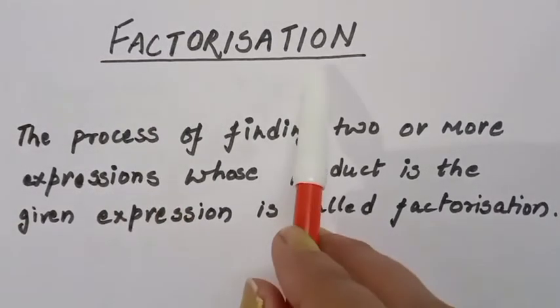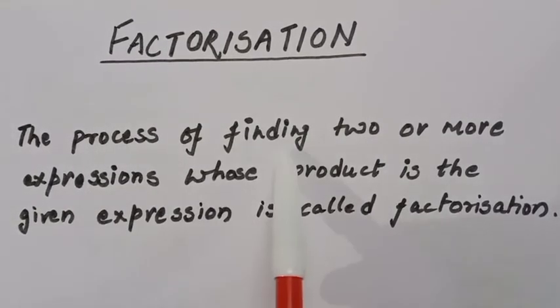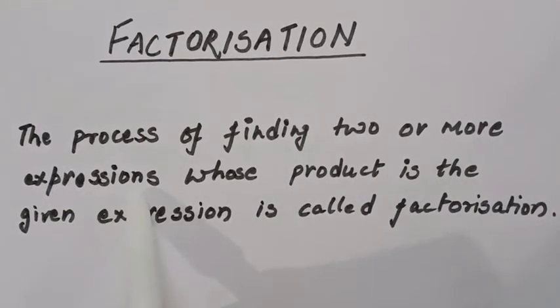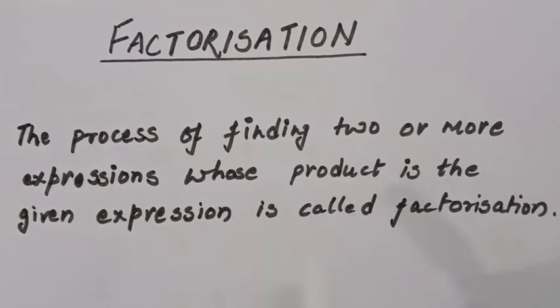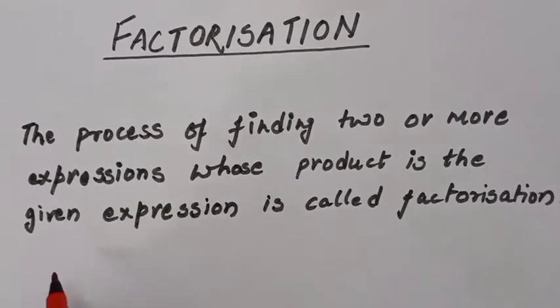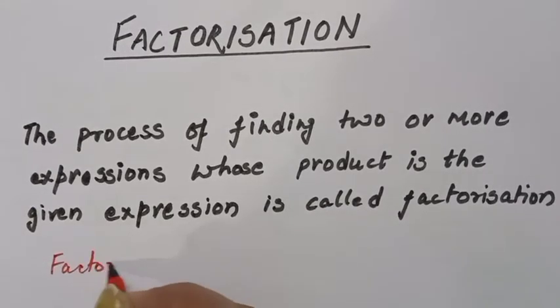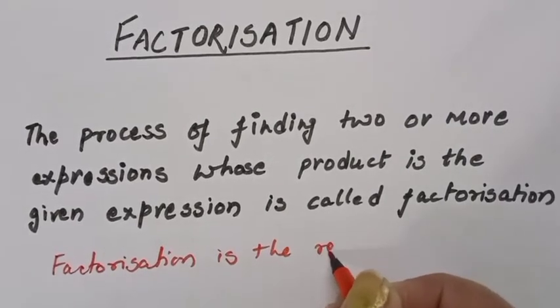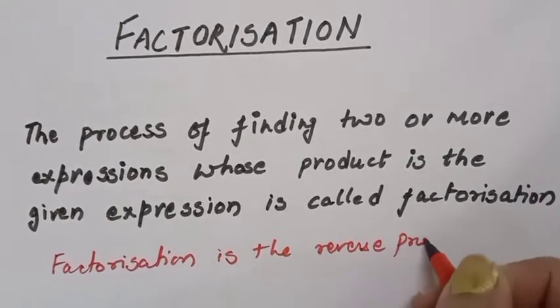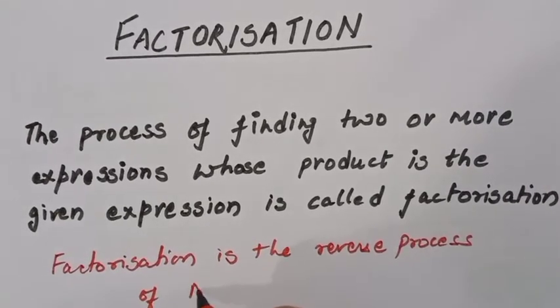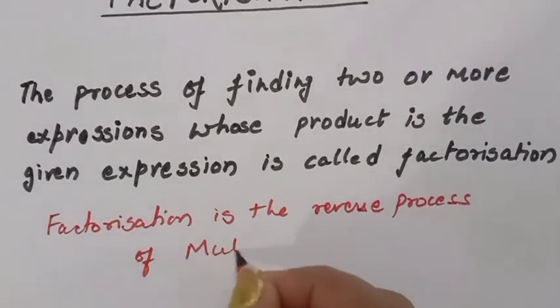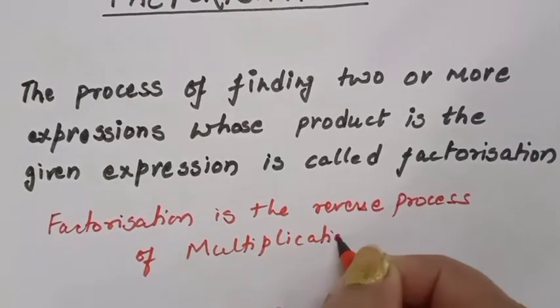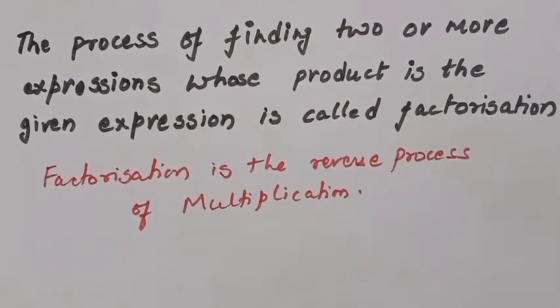So factorization, children, factorization is the process of finding two or more expressions whose product is the given expression. That is called factorization. So in simpler language, factorization is the reverse process of multiplication. Okay, so I'll explain it with a few examples.